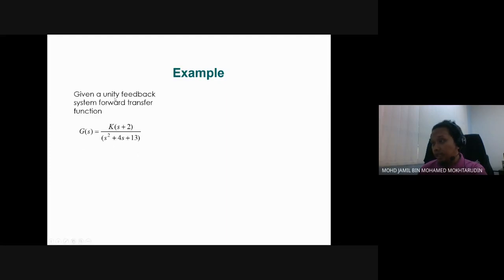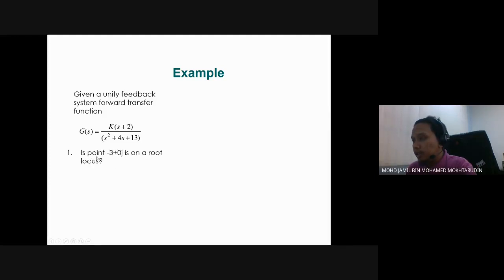So let's say you are given a unity feedback system. Unity feedback system means that it has feedback, but the feedback transfer function equals 1. So when you are given a question saying unity feedback, it means that the feedback transfer function H equals 1. Sometimes in your exam or in your final, you are given only the words unity feedback. So you need to remember that unity feedback means that H equals 1.